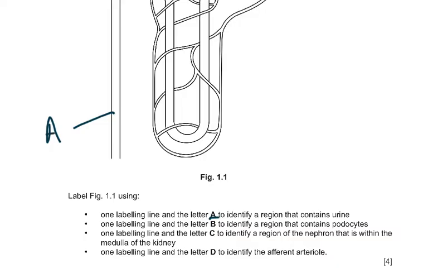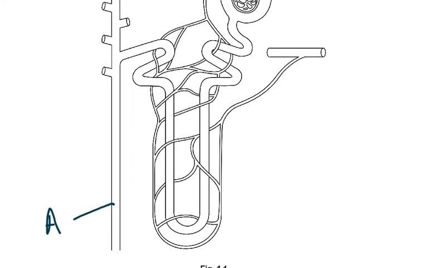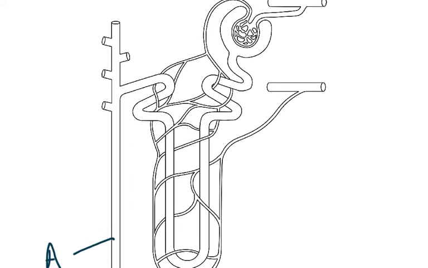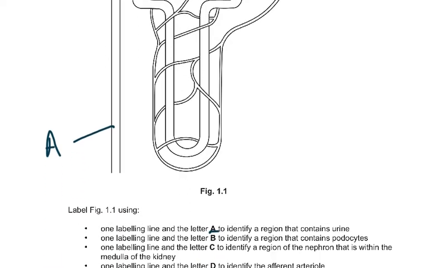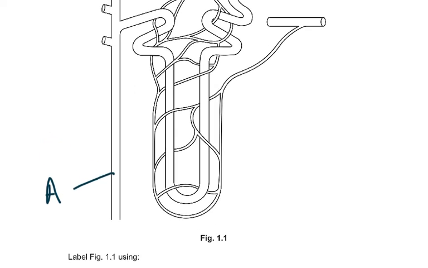Then one label line, letter B, to identify the region that contains podocytes. Now this is the inner part of the Bowman's capsule. So the inner part of the Bowman's capsule would be this part. So this would be B. And then it says C: one label line, letter C, to identify a region that is within the medulla of the kidney.